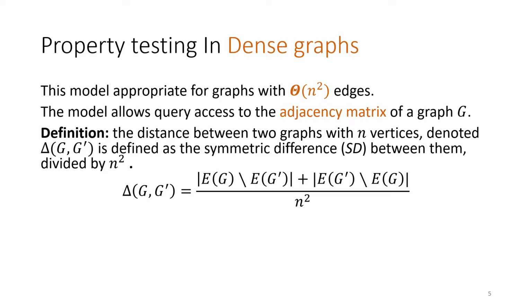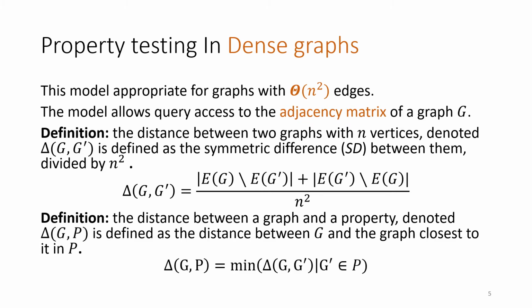The distance between two n-vertex graphs is defined as the symmetric difference between the edge sets of the two graphs, normalized by n squared. This also means that the distance between any two graphs that are not dense is basically zero, as they are both close to the empty graph. The distance between a graph G and the property P is the distance between G and the graph closest to it that belongs to P.